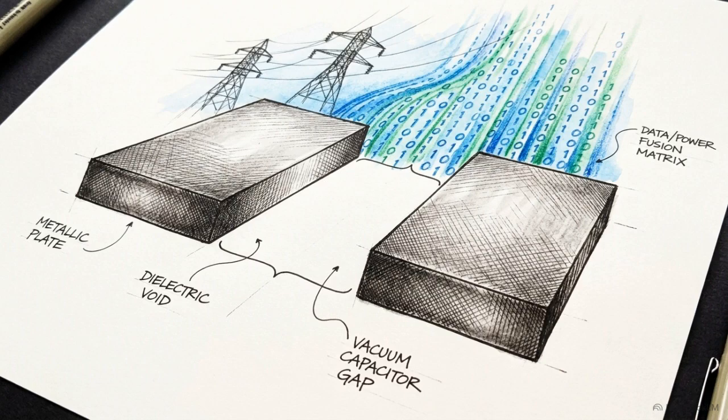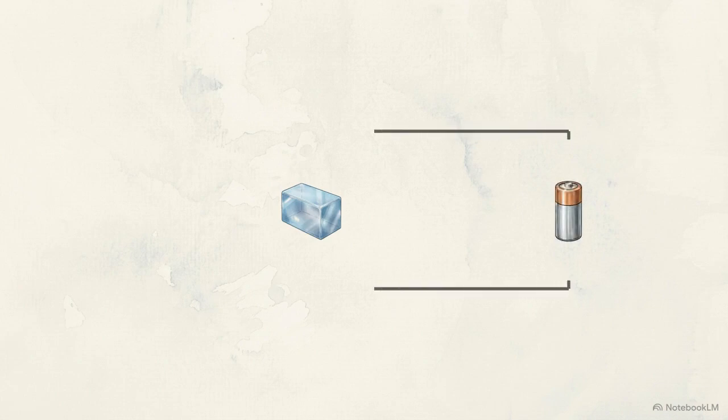The basic architecture of a capacitor requires only two conductive metallic plates positioned extremely close to one another. Separating these plates is a layer called the dielectric. This is an insulating material placed directly in the gap, explicitly preventing the two metallic plates from ever physically touching.